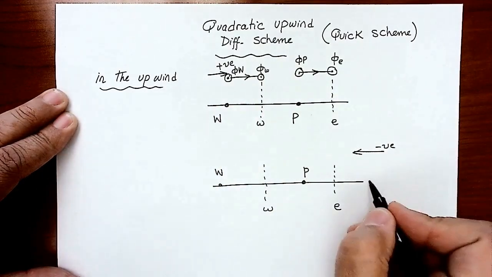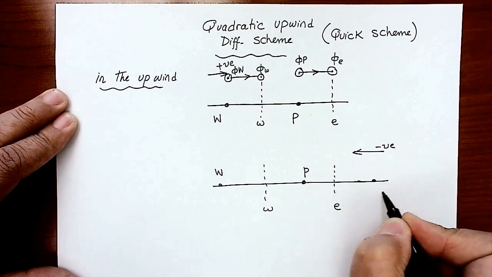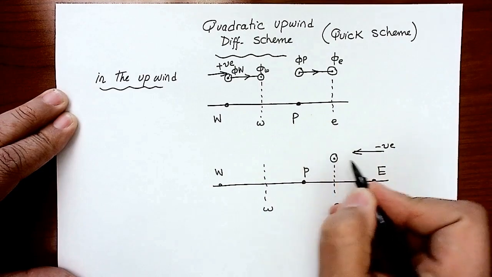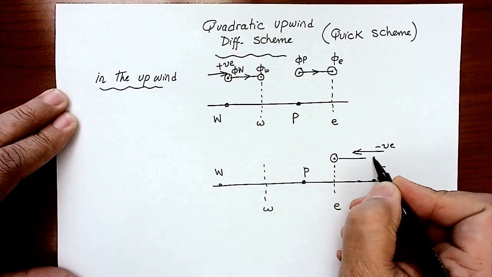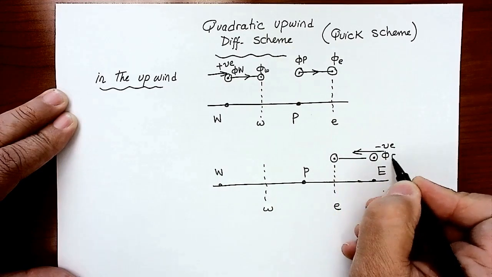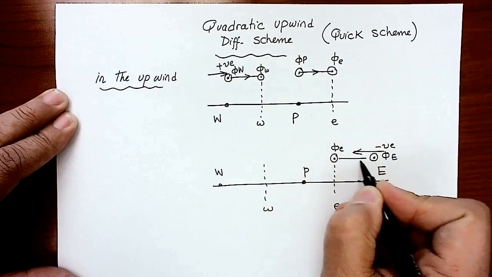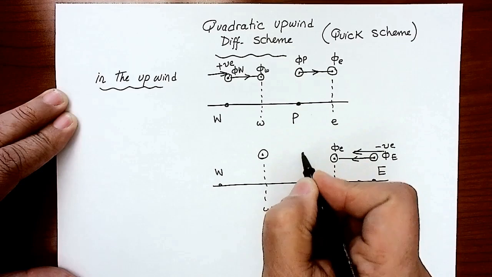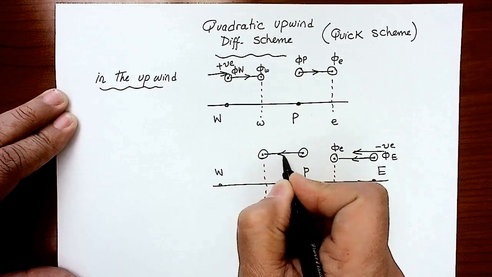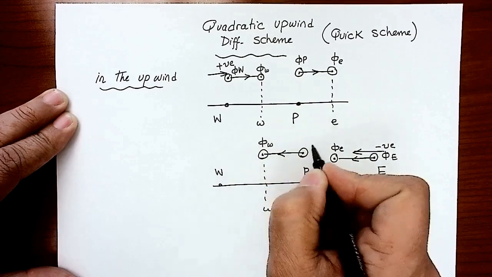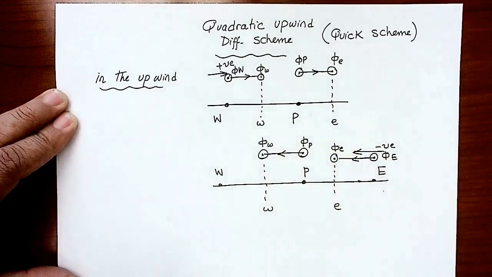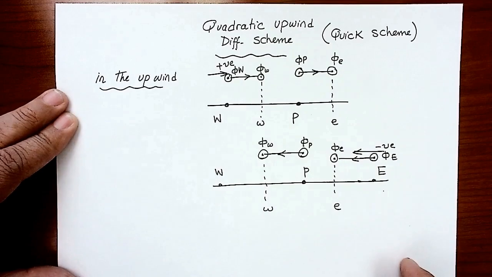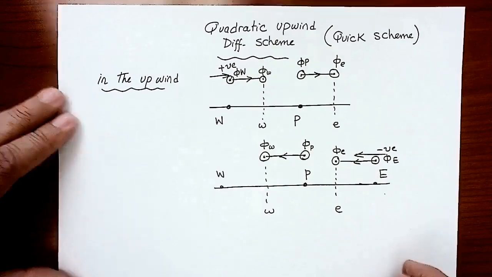If you're looking at the negative flow direction, this is the east node here. Now, for the east face, the value will be the same as the upstream node, which is phi east. And if you look at the west face, it will be the same as point P. The flow is going in this direction, so phi of the west face is the same as phi P. The upstream node is the same as the face. So this is what we did in the upwind scheme.